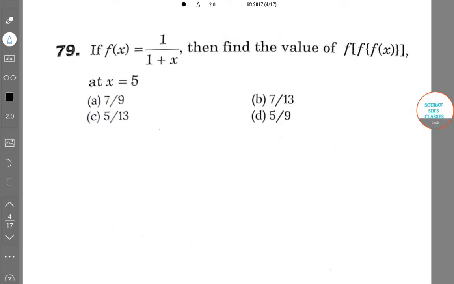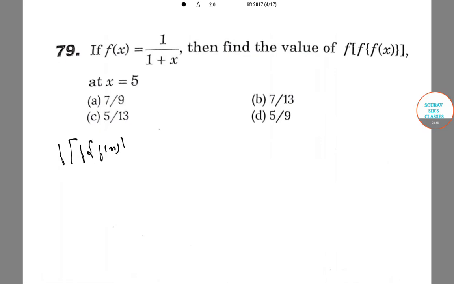The next question is, if f(x) is equal to 1 by 1 plus x, then find the value of f of f(x) at x equals 5. So now, f of f(x) at x equals 5, which is f of f(5).